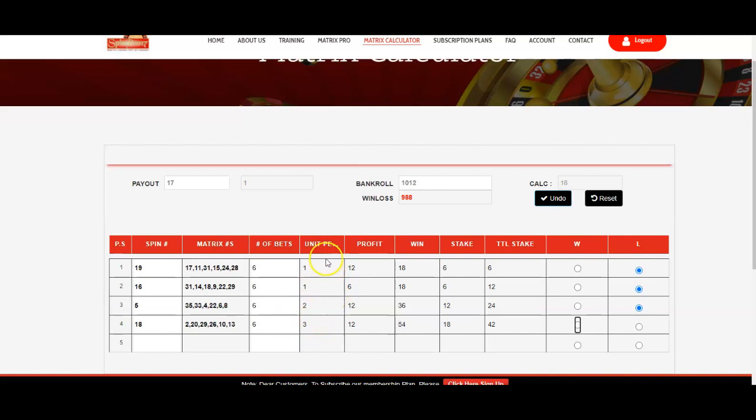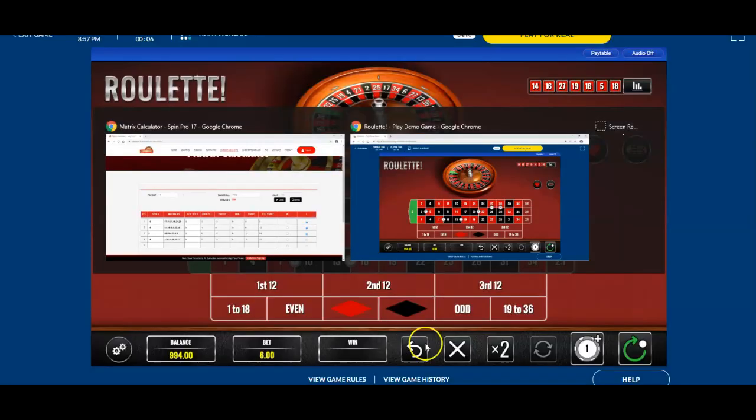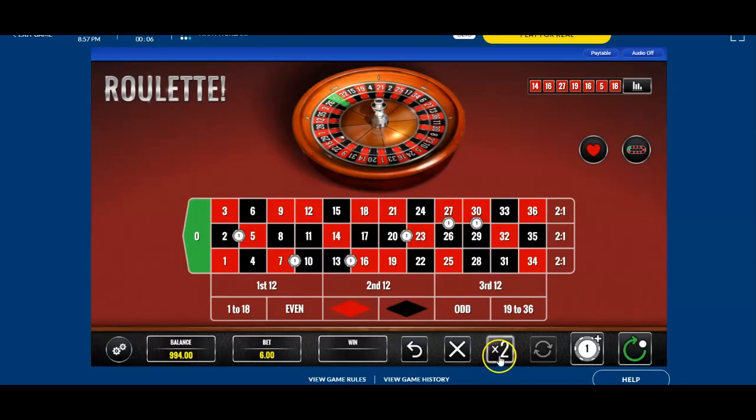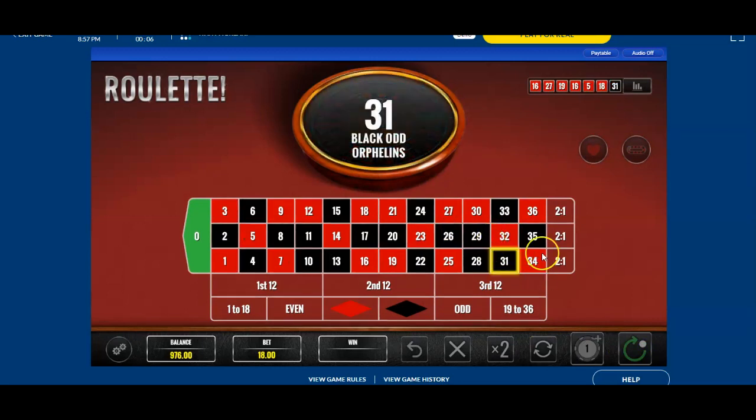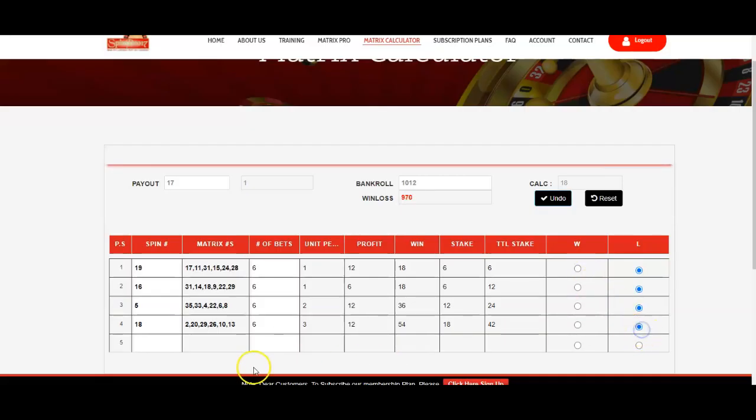But it's important to have a look at this per unit column here because it's going to tell you the progression. So now we should be at 3 units per bet. Okay, spin away. Okay, that's that one, no problem.